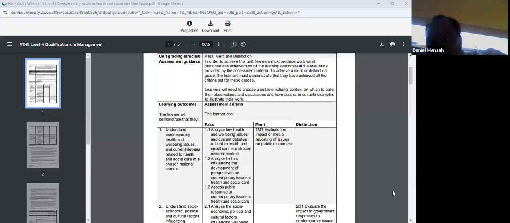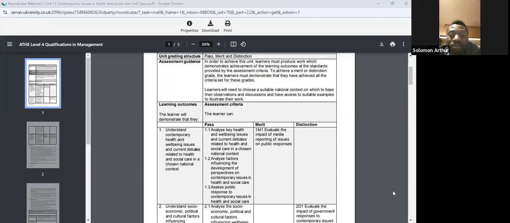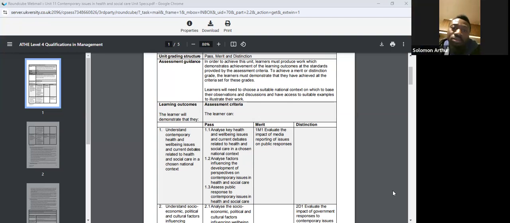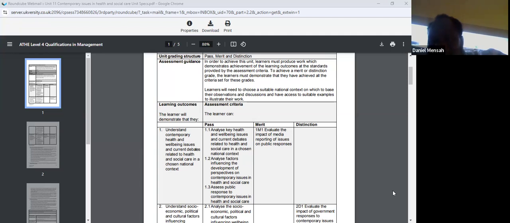For that matter, we're looking at the UK because we live in the UK, okay? So when we talk about the national context, the UK is what we're going to use as our case study and not any other country, okay? And then you can either achieve a pass mark or a merit mark. When we say a merit mark, then you'll be able to analyze, but you also have to evaluate the impact of the media reporting of issues on the public responses.